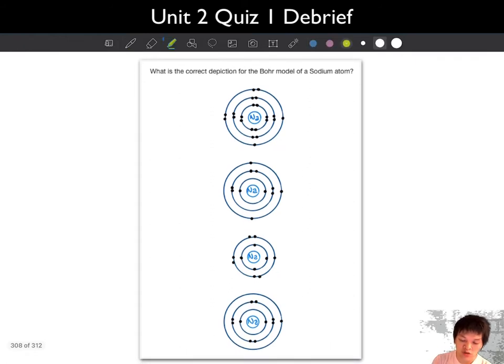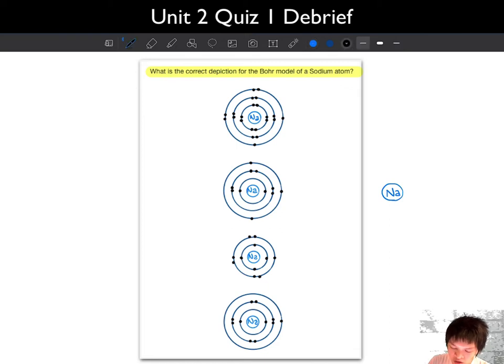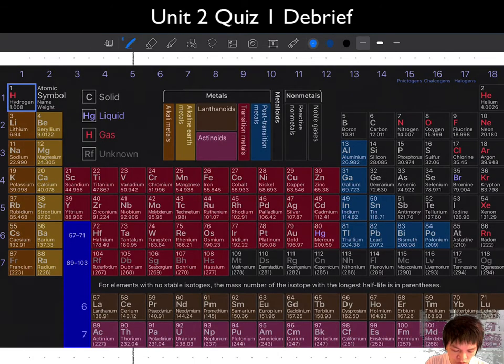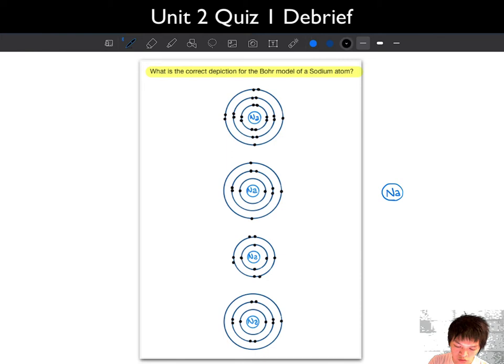This next question is asking, what is the correct depiction of the Bohr model of a sodium atom? Now, we need to know how many energy levels there are in sodium, but sodium is Na, by the way. And then, how many energy levels are there, right? How many circles are there? Well, to know that, you have to look at the periodic table and find sodium. Well, sodium is right here. It's in the 3rd period, the 3rd row, meaning there should be 3 energy levels. So, what would that look like?